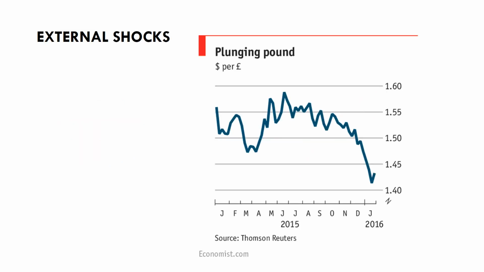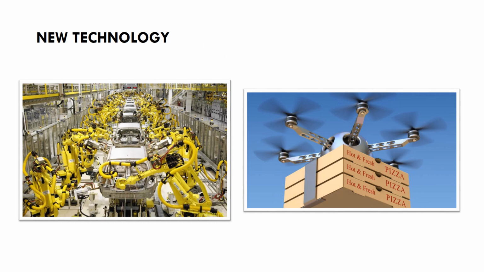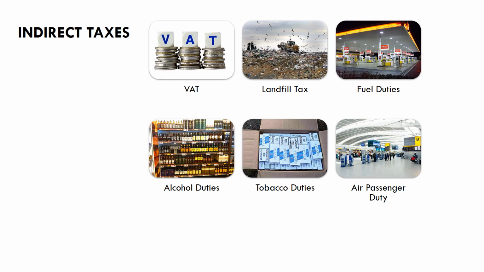External shocks can also have an effect. So for example, changes in an exchange rate can affect cost to businesses and affect the supply curve. New technology can also have an effect. Fast, efficient machinery can lower the cost to businesses and therefore shift supply to the right. New innovative ideas that help the business become more efficient can also help increase production and shift supply to the right. Taxes also have an impact on supply curves.